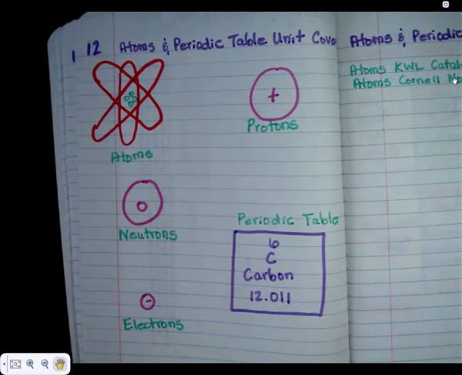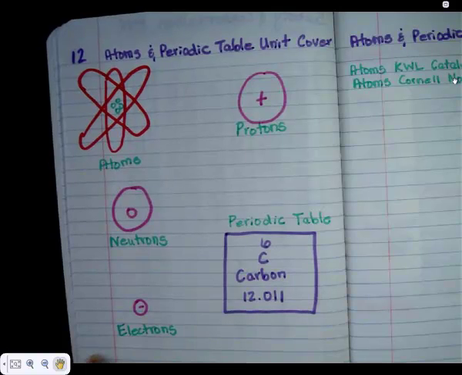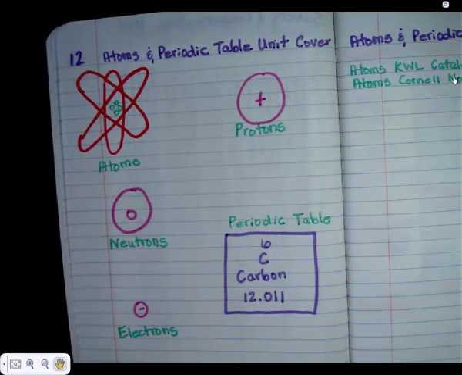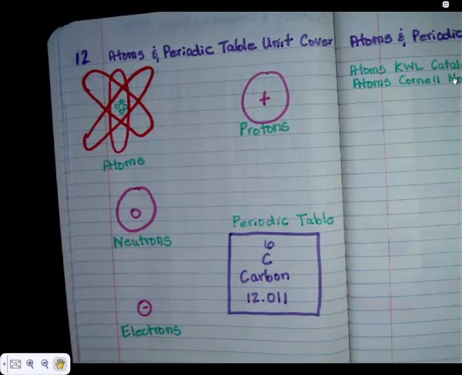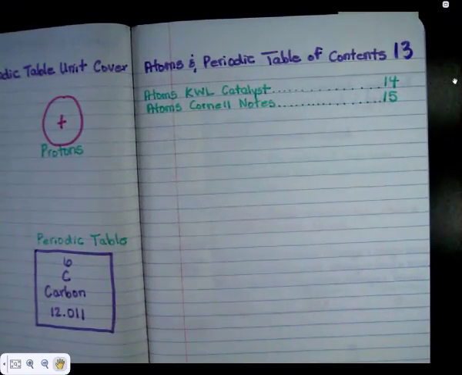Page 12 is the atoms and periodic table unit cover. Once again, your page can look exactly like mine, or you can change it up and be creative. Page 13 is the atoms and periodic table of contents. So far, we're only going to put 2 items in, and as we move throughout this unit, we will come back to page 13 and add more of the assignments in.